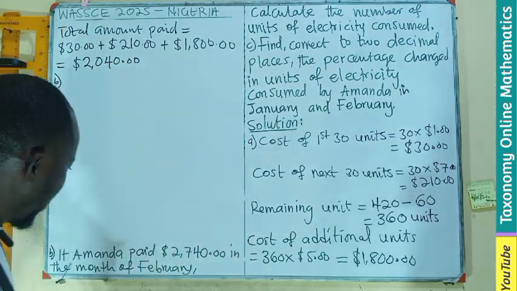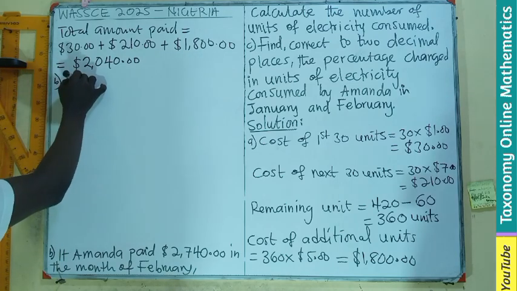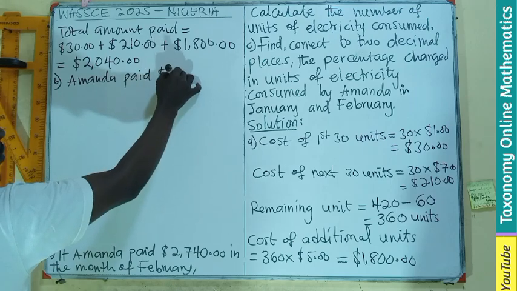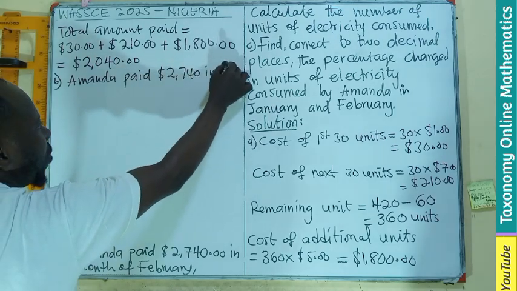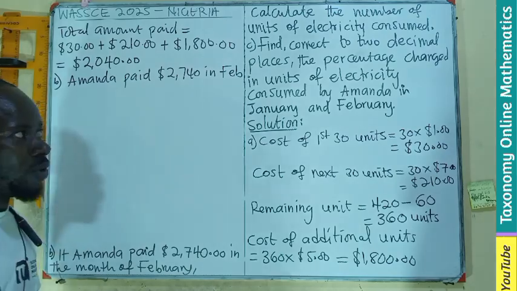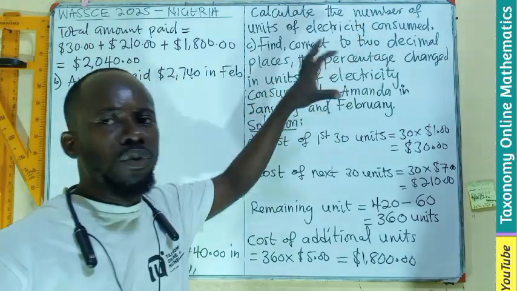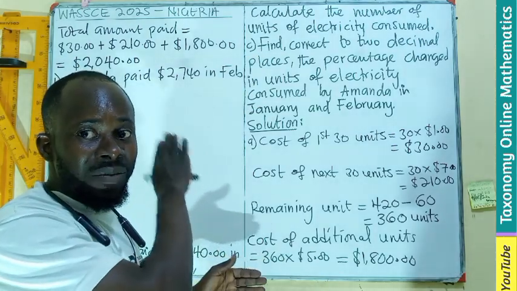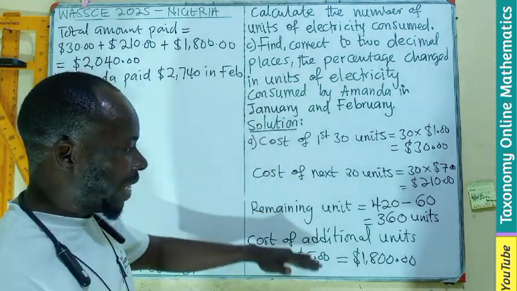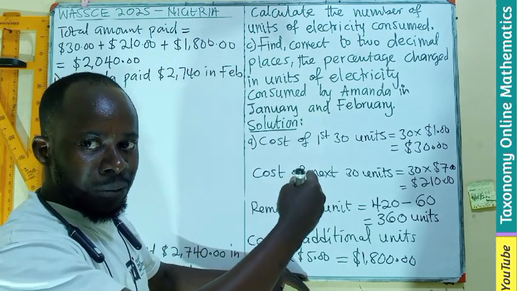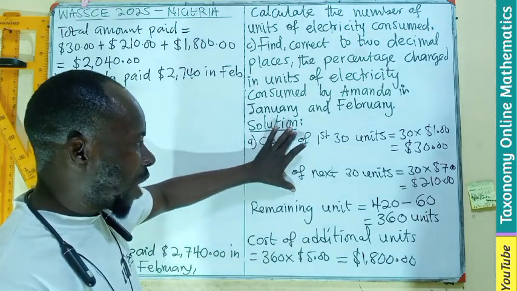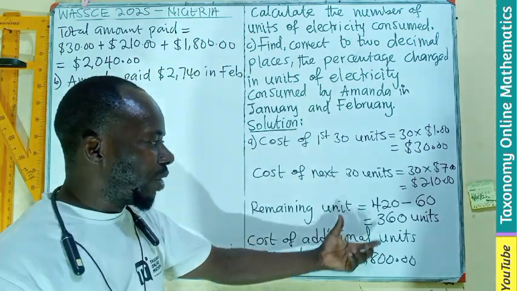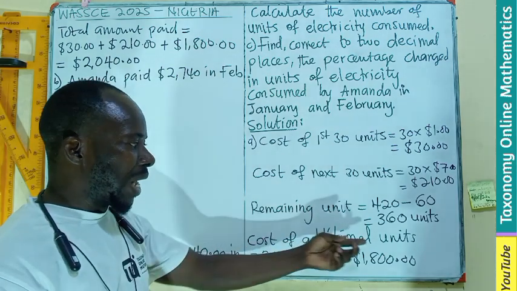But we are looking for February. So let's say Amanda paid $2,740 in February. Now we know the amount. What we need now is to find the number of units consumed. Remember, the calculation that gave us $2,740 was done with the same unit charges. So if I know the first two, the remaining one will tell us how many additional units we consumed.